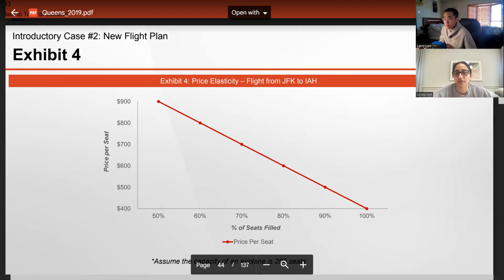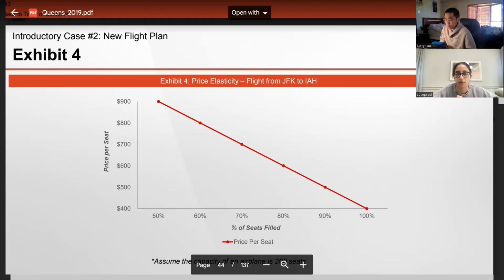And if our seats were filled at 50% of capacity, so 50% of capacity would be 100 seats, then we would be charging customers $900. Then if we were filled at 100% capacity, so that means all the 200 seats were filled, we could charge customers $400, which is less than half of what customers would be paying if we were at half capacity.